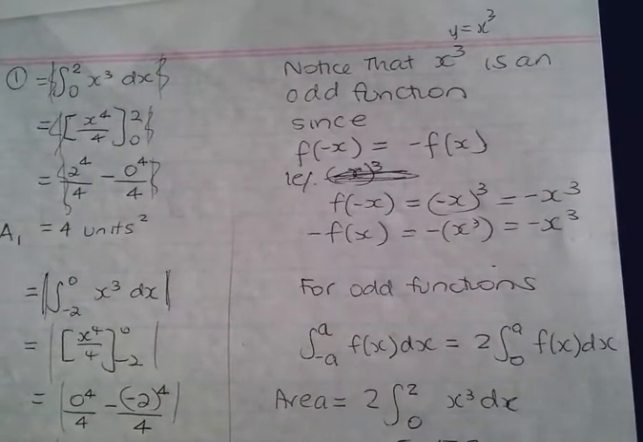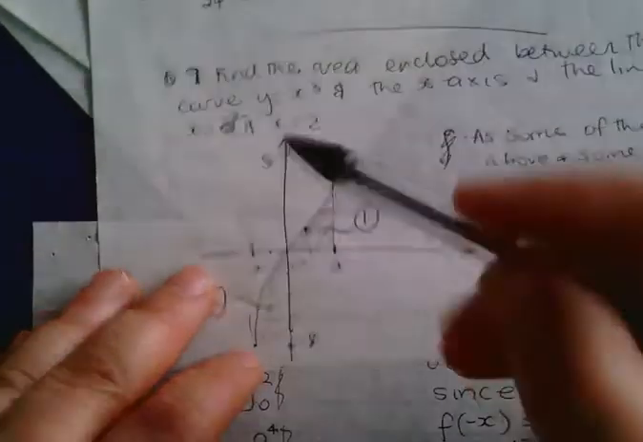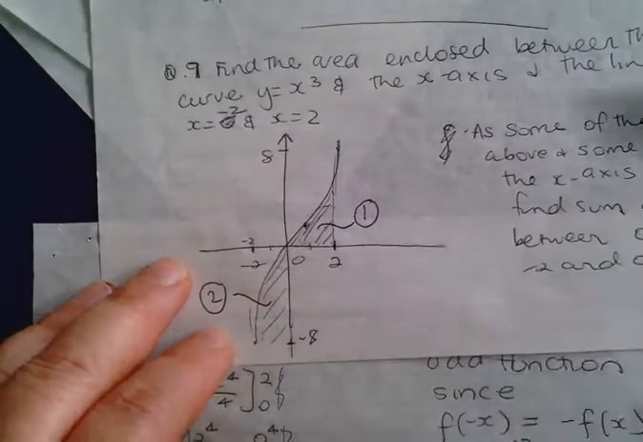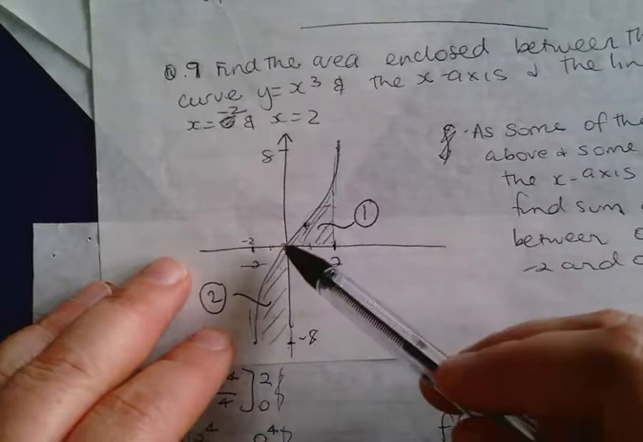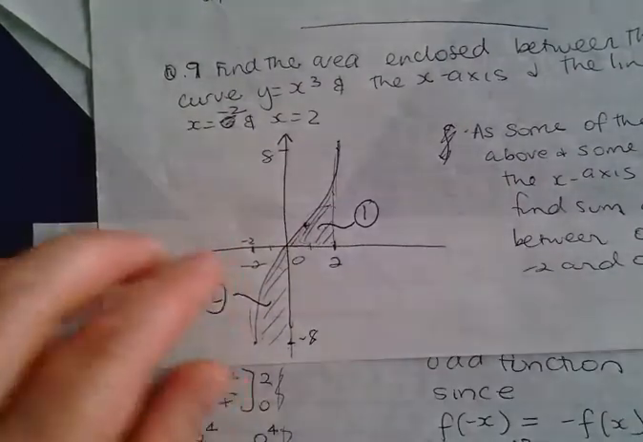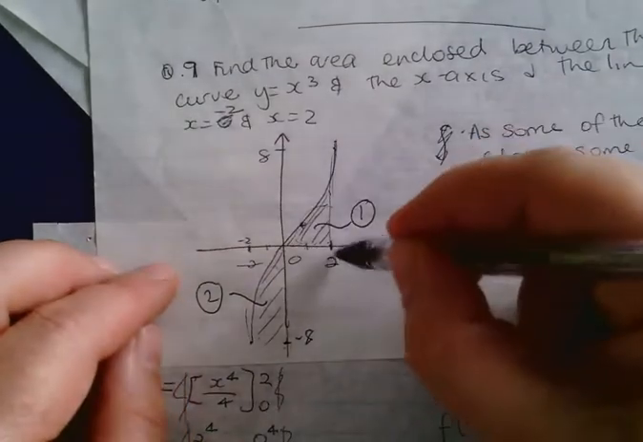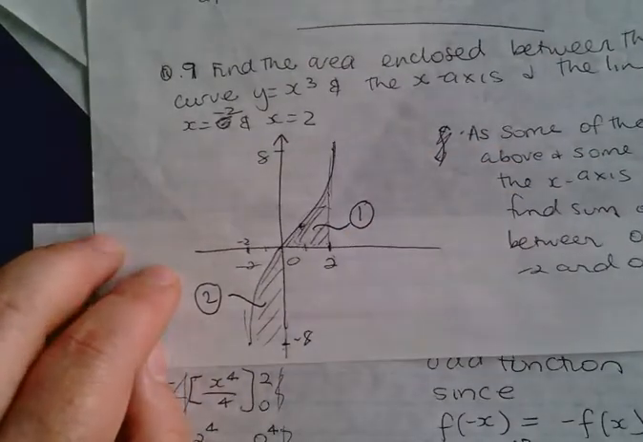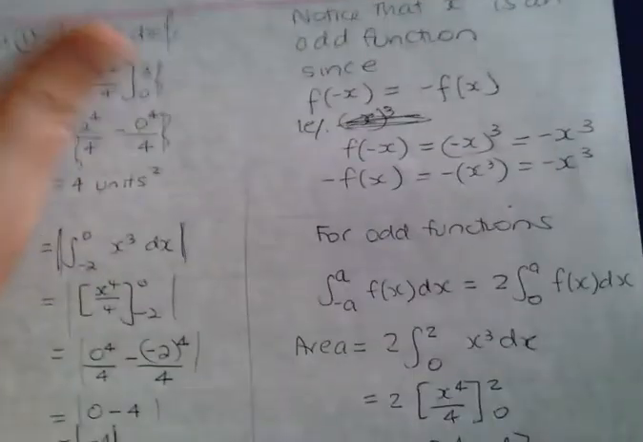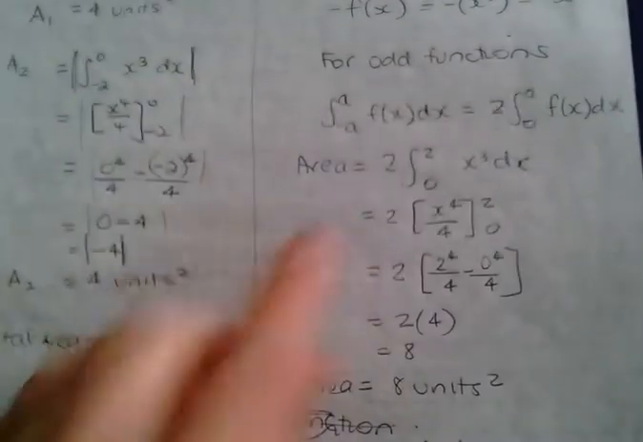So you can see how this area will be the same as that. Instead of doing the integral from 2 to 0 and then the absolute value of the integral from 0 to 2, why don't we just do 2 times the integral from 2 to 0? Do you get it? So therefore for odd functions, there is a shortcut.